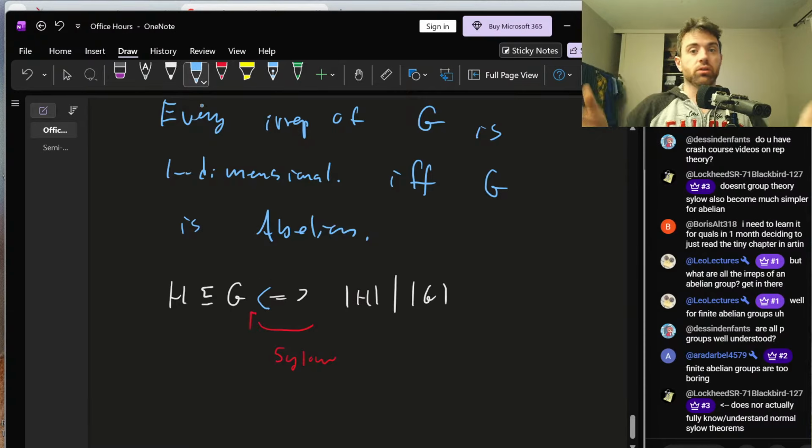What are all the irreps of an abelian group? Are all p-groups well understood? Like groups of order p to the n? I don't think so. I think it's too chaotic. Finite abelian groups are too boring? Nah, well, I don't know if I agree or not.